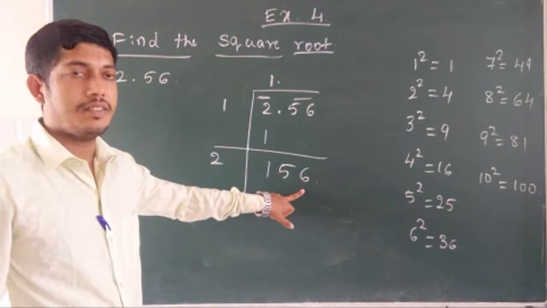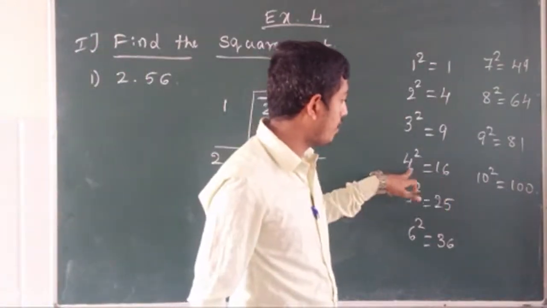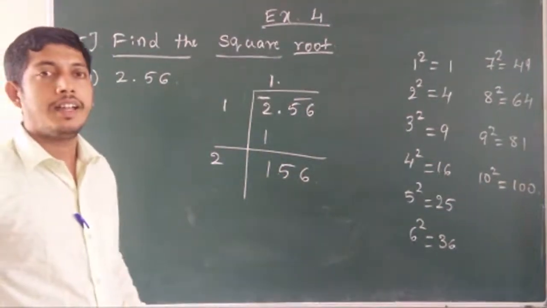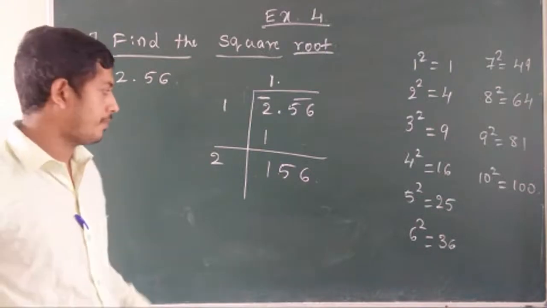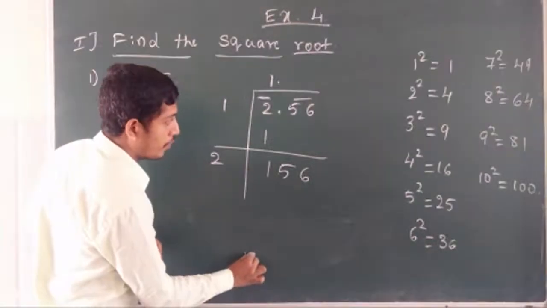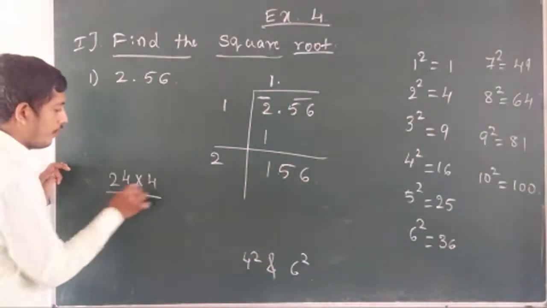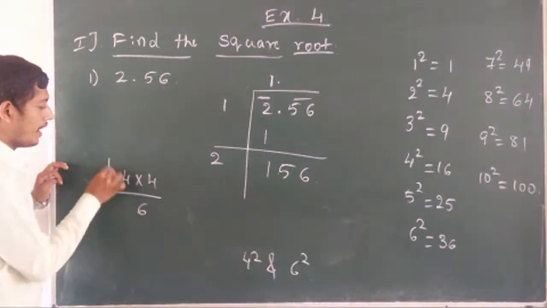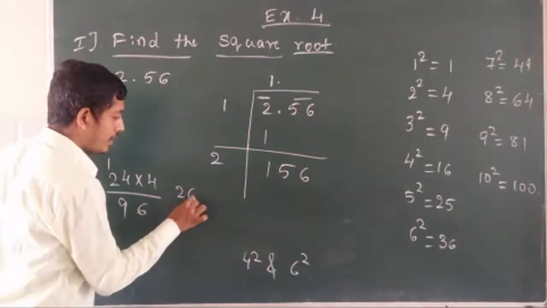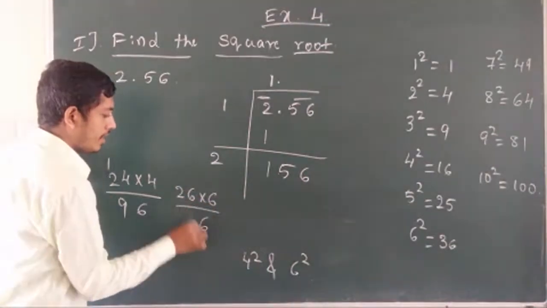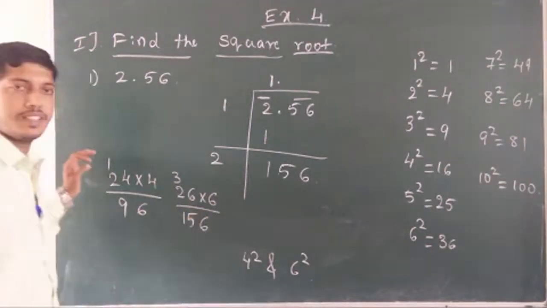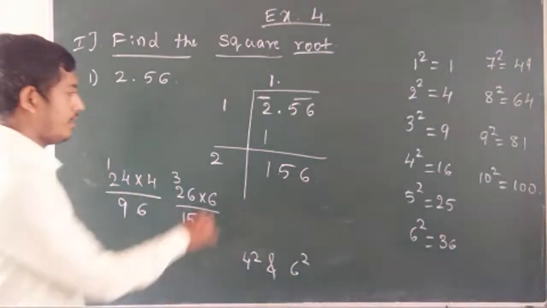Now we have to see the last digit. The last digit is 6. In which case are we getting 6? One is 4 square, another is 6 square. In these two cases we are getting the last digit as 6. So first I will take 24 into 4. 4 fours are 16, 4 twos are 8, 1 and 8 is 9, 96. And the next one, 26 into 6. 6 sixes are 36, 6 twos are 12, 13, 14, 15, 156. So therefore 26 is the answer.